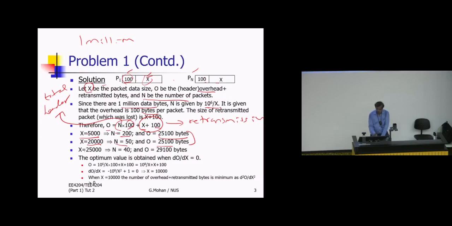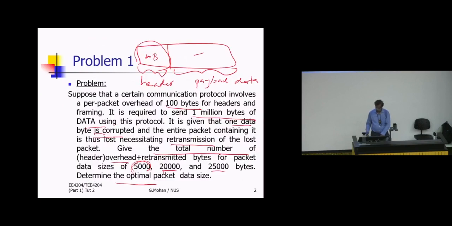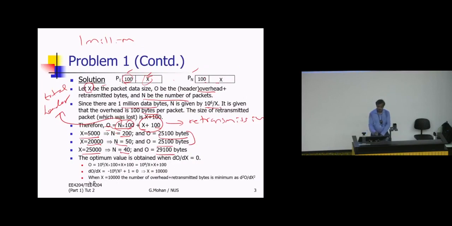But now look at this case. When we carry 25,000 bytes in a single packet, the number of packets n is 40, then O is 29,100. Similarly, you can try with different values of x. You'll get different numbers. So the second part of the question is, determine the optimal packet size. For what value of x is O, the capital O, minimum?